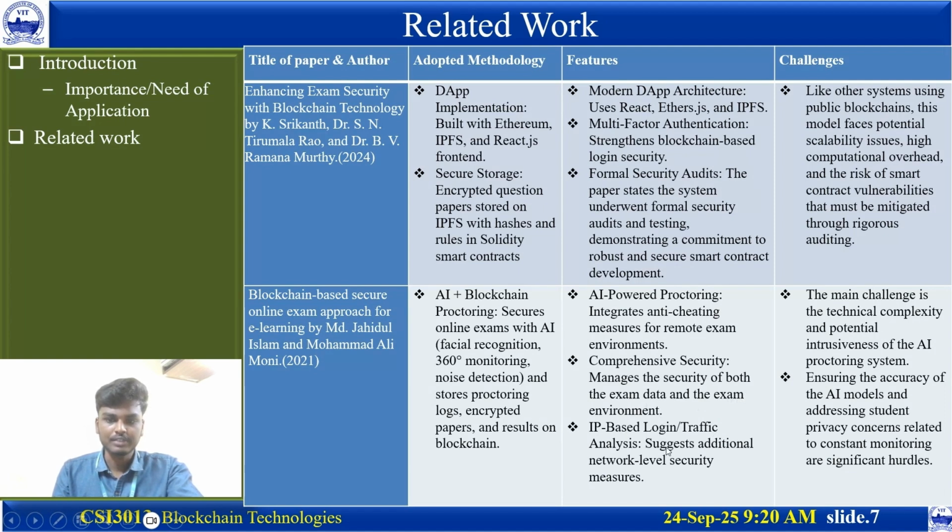IP-based login traffic analysis suggests additional network layer security measures. That is, the system constantly detects any suspicious activity by a student to hide his location or use any cheating tools. Let us see its limitation. The main challenge is the technical complexity and potential intrusiveness of the AI proctoring system. Ensuring the accuracy of AI models and addressing student privacy concerns related to constant monitoring are significant hurdles.